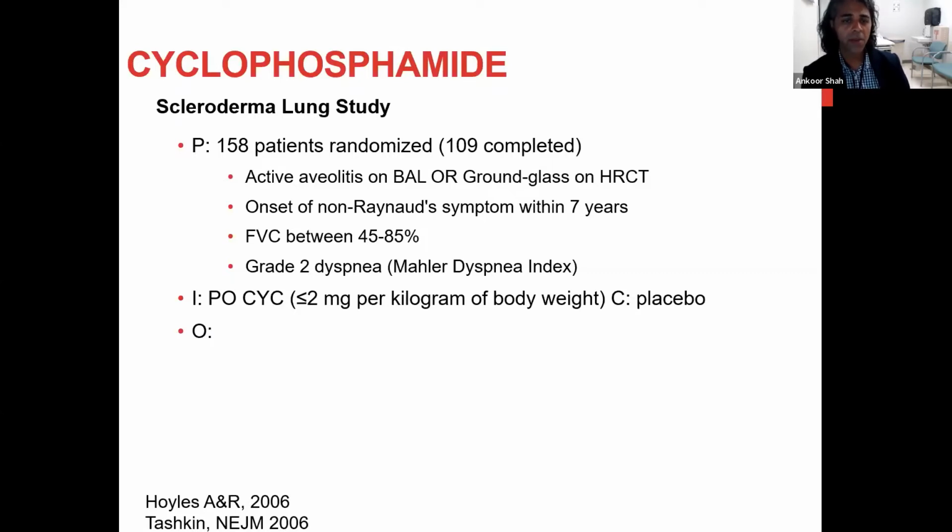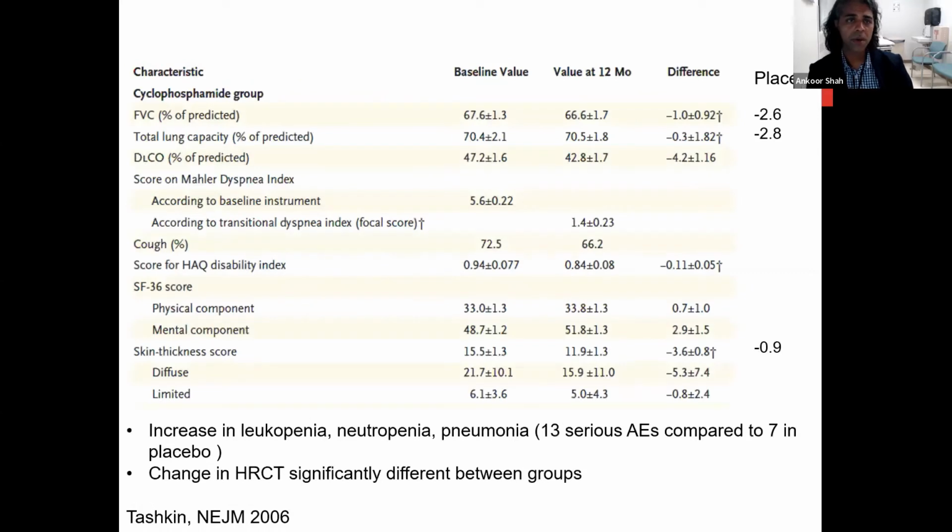So again, this was oral cyclophosphamide while we primarily use IV. What the outcome showed was an improvement compared to placebo in those in the cyclophosphamide group. And again, this was one of the first studies that really showed in a randomized prospective way that a drug may have an impact on lung disease and scleroderma. As you can see, in patients in the cyclophosphamide group, they had a much smaller, or at least a statistically significantly smaller reduction in FVC than those on placebo.